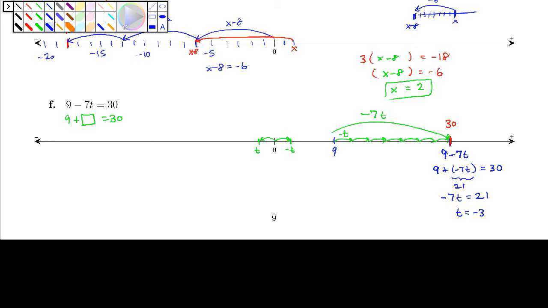Let's check this. Is 9 minus 7 copies of negative 3 equal to 30? I am phrasing this as a question. I'm putting equals question mark to phrase it as a question rather than as a statement. So 9 minus 7 copies of negative 3 is the same as adding 21. 9 plus 21 equals 30, and that works. Done.